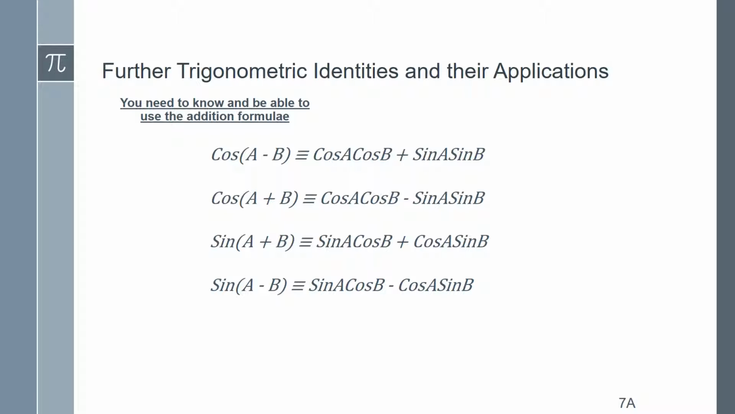Cos (A minus B) is the same as cos A cos B plus sin A sin B. Cos (A plus B) is cos A cos B minus sin A sin B. Sin (A plus B) is sin A cos B plus cos A sin B. And sin (A minus B) is sin A cos B minus cos A sin B.